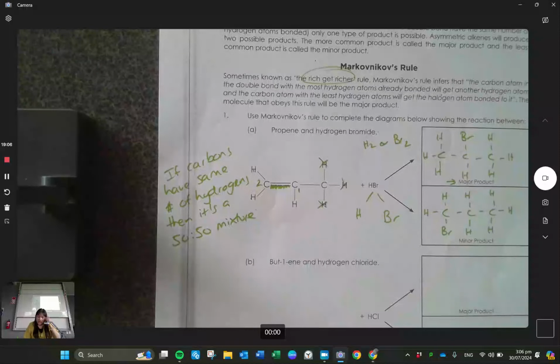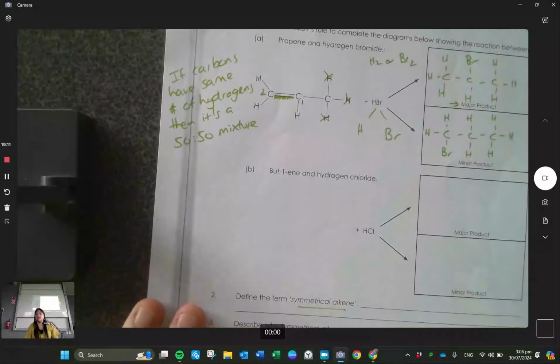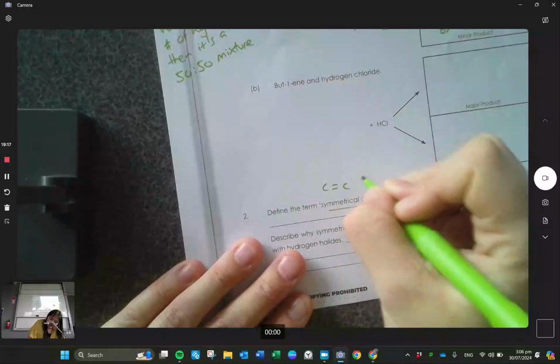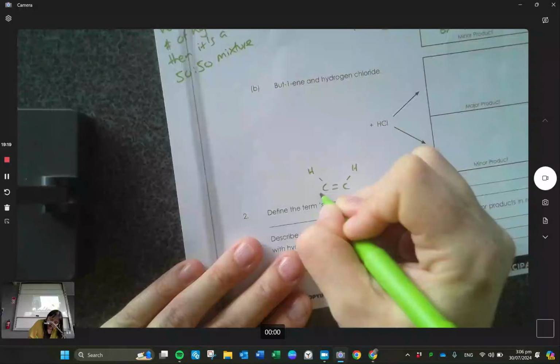Last thing I want to talk about is symmetrical alkenes. So what do they mean in reference to everybody? I'm just watching my time. So let's say, for example, I have C double bond C, H, H.